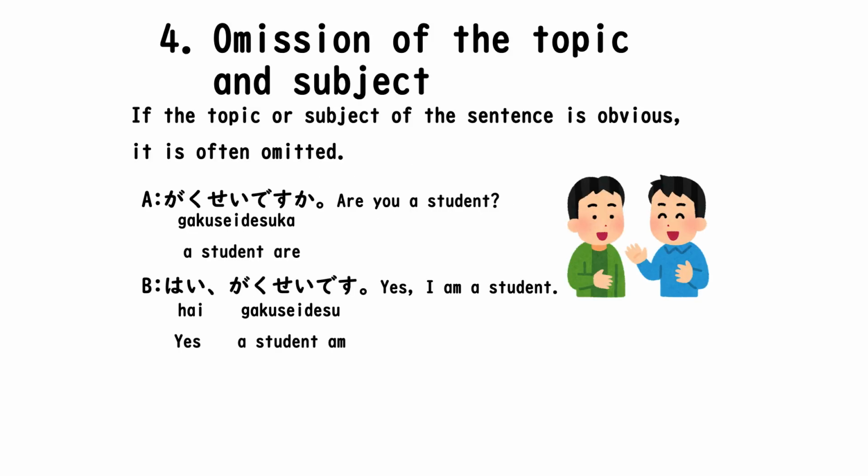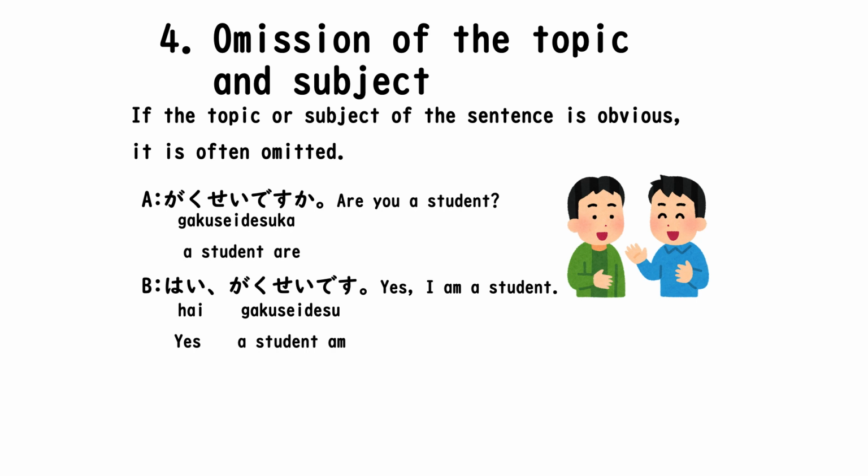Lastly, I would like to mention that the topic and subject are sometimes omitted in Japanese sentences. This is another feature of Japanese sentences. The following examples are often seen in conversation in Japanese. In the first sentence, A asks, 学生ですか? Are you a student? Here, A asks about you, and the topic of this sentence is you. However, the topic you is omitted in this Japanese sentence.